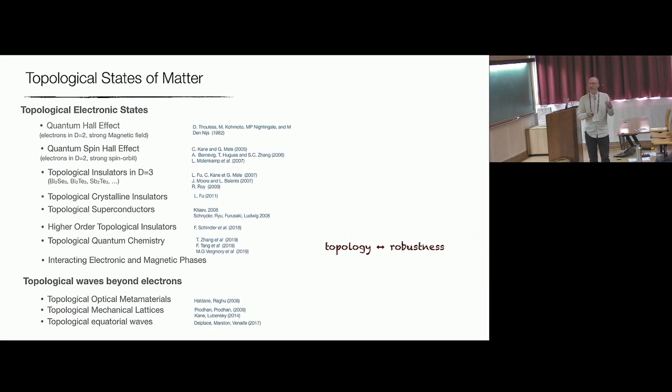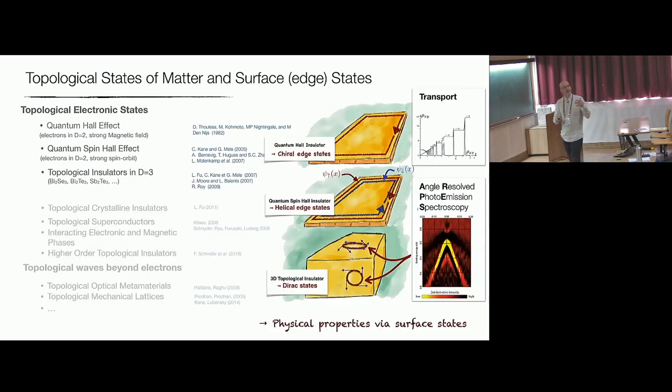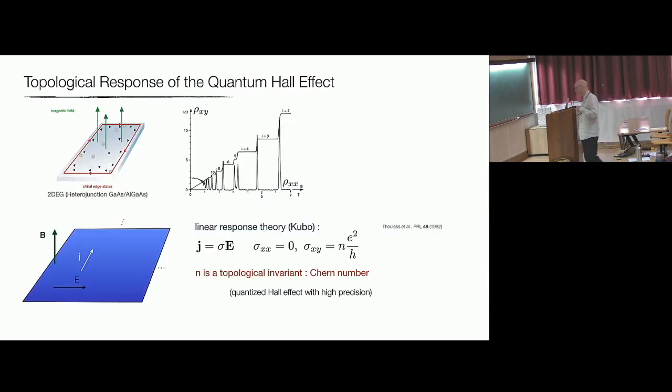And the question is, how do you measure this? What's sensitive to this robustness? At the end of the day, what you get, most of the time, are surface states. So topology predicts the existence of surface states. And the game then is to find the physical probe that's really sensitive to these surface states. Today I will present a different way to view a physical probe that's sensitive to the topology, even without surface states.